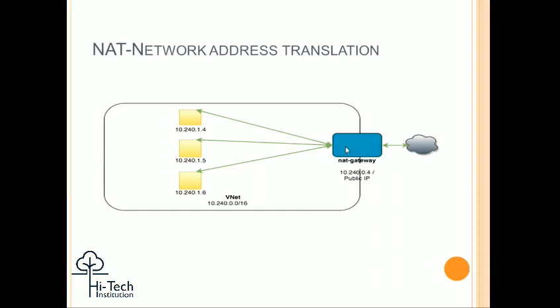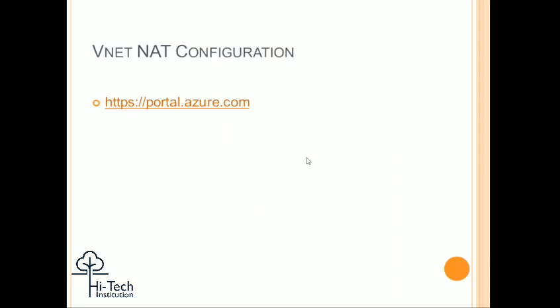So whoever is under the subnet or under the VNet, I'm just connecting to the NAT. All are under the VNet, and they are all getting the internet connection without using a public IP. By using this method, I can manage and reduce the public IP usage also. So let's see how the NATing is working.